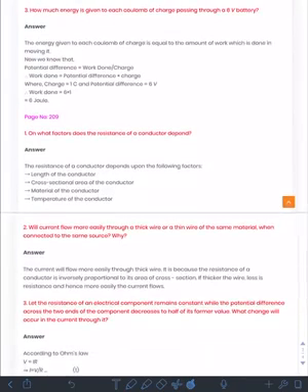Next question: how much energy is given to each coulomb of charge passing through a 6 volt battery? We know that potential difference is equal to work done upon charge, so work done is equal to potential difference times charge. Here the charge is given as 1 coulomb and the potential difference is 6 volt. So the work done is 6 times 1, that is 6 joule. Joule is the unit of work.